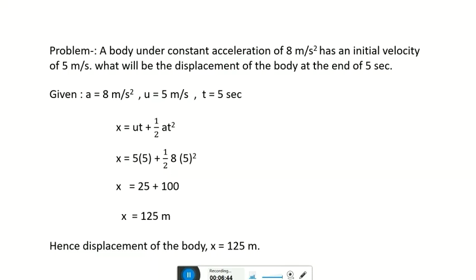So first of all, we have to write the given parameters. a = 8 meter per second square, that means acceleration is given. Initial velocity u = 5 meter per second and time t = 5 seconds. Then write down the equation: x = ut + 1/2 at². Putting the values of the given parameters, we get x = 125 meter. Hence the displacement of the body is x = 125 meter.